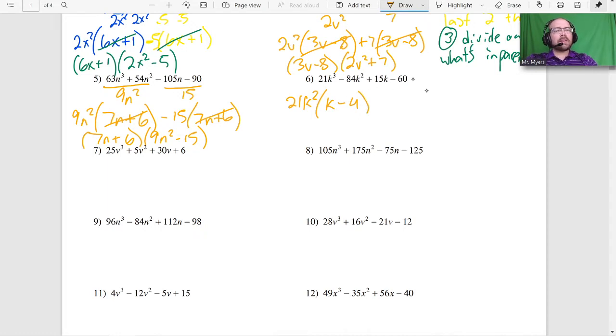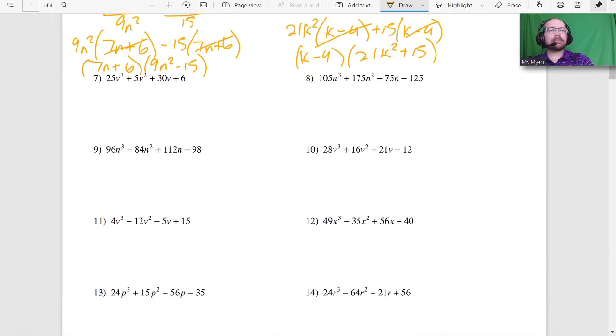All right, then here looks like 15. We were just talking about that a little bit earlier with the 15 multiples thing. 15, 30, 45, 60. So divide out 15, that would just be a k. 60 over 15 is 4. And look at that, k minus 4. We done did it again. There we go, 21k squared plus 15. Called that a day. All right, moving on.